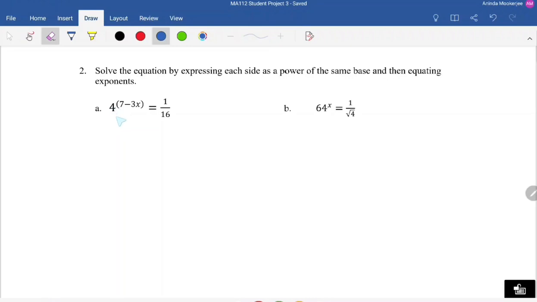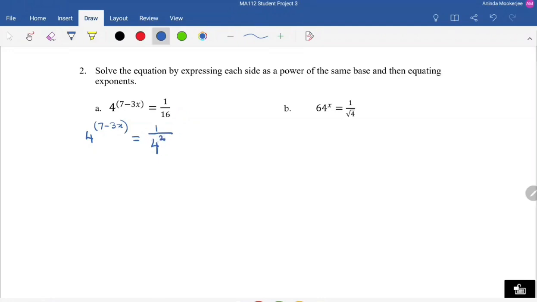So here we have 4 raised to the power 7 minus 3x. On the other side, we just have 1 over 16. So let's see if we can rewrite 1 over 16 with a common base of 4 to match what we have on the other side of the equation. So I'm going to write 4 raised to the power 7 minus 3x equals, now 16 we can see can be rewritten as 4 squared, correct? So we will have 1 divided by 4 squared.